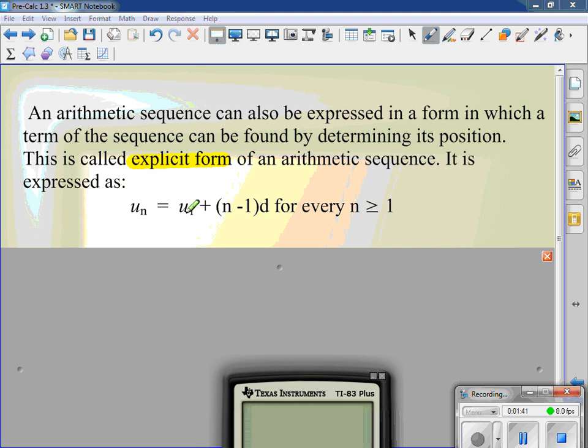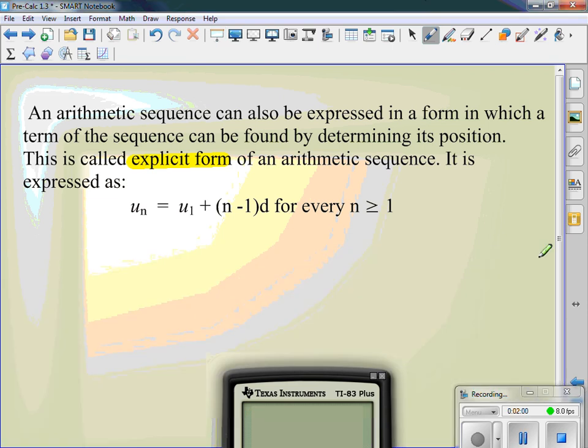U sub n equals. What is u sub 1? What is u sub 1 talking about? The first term. I take the first term and I add it to n minus 1, which is the term number minus 1, times d. What is d? The constant difference.